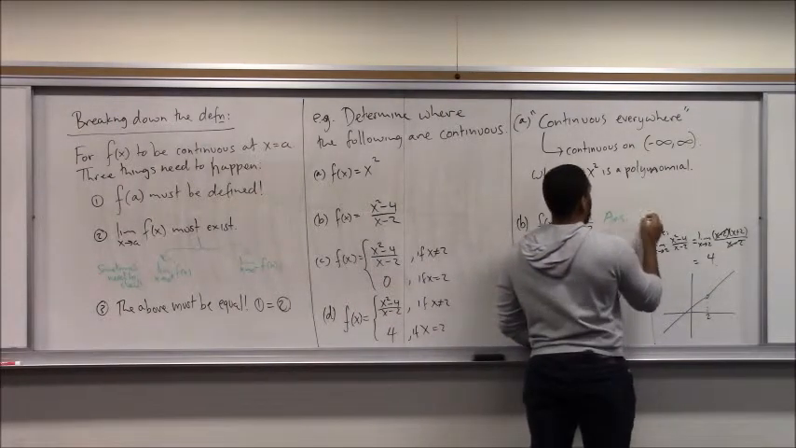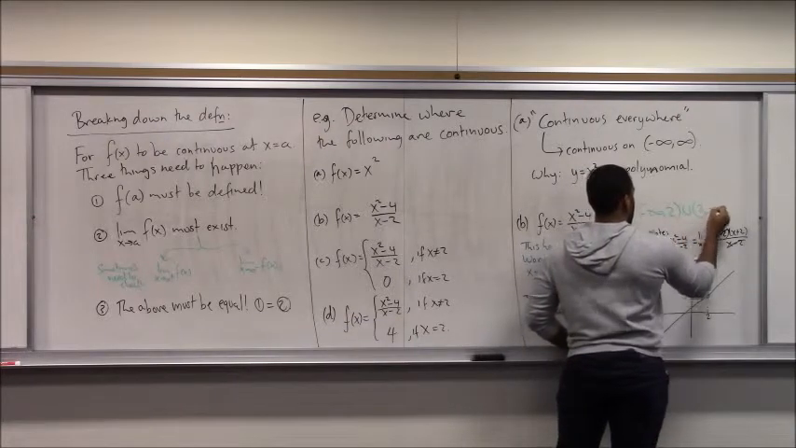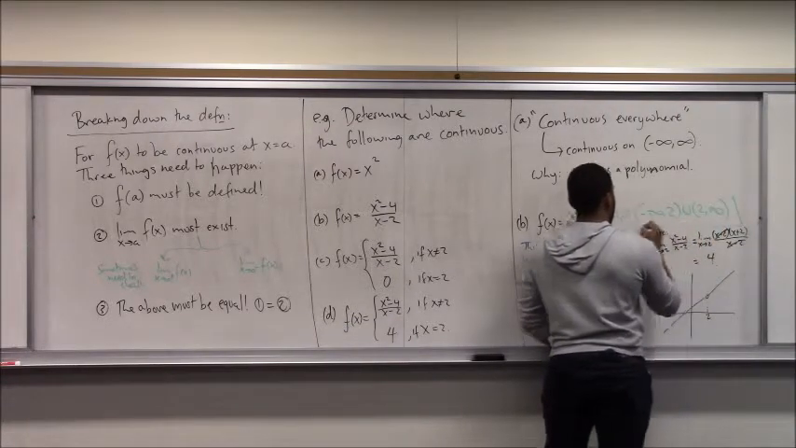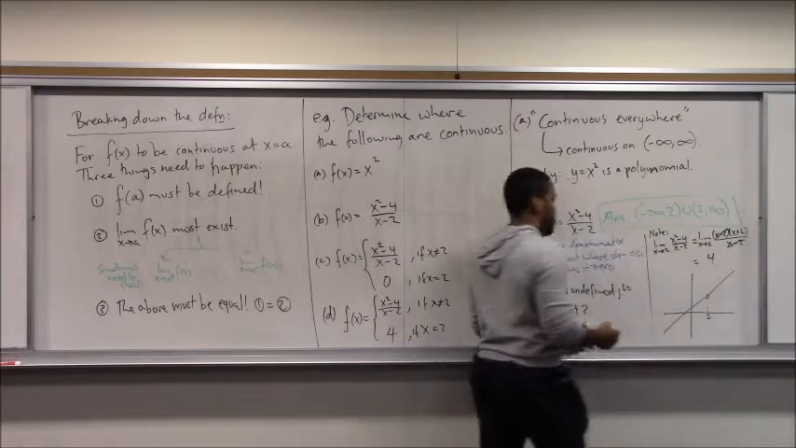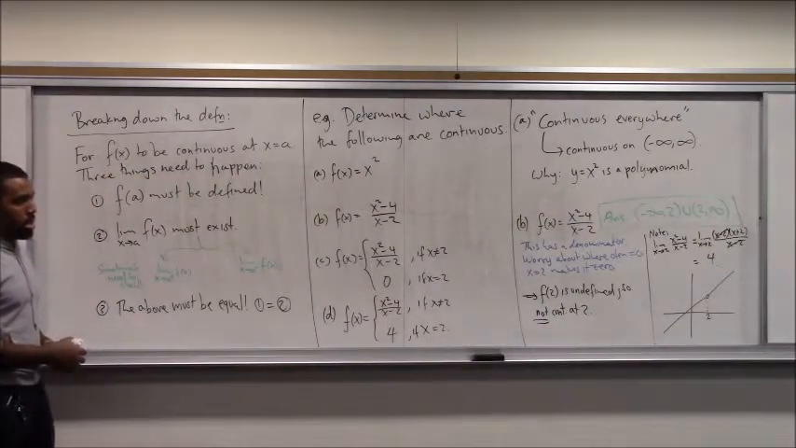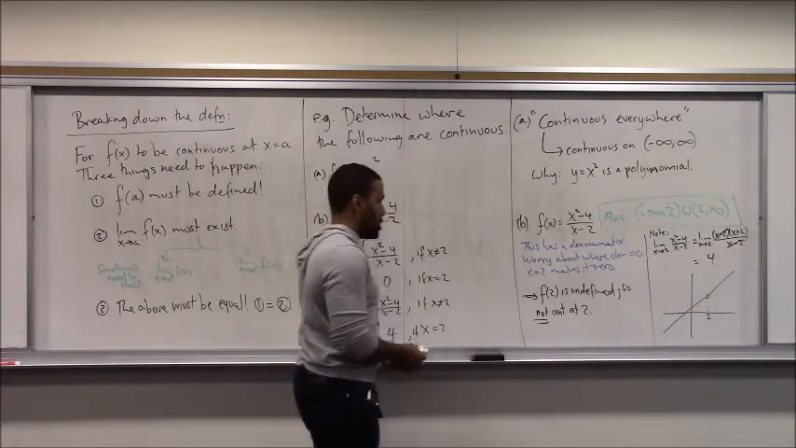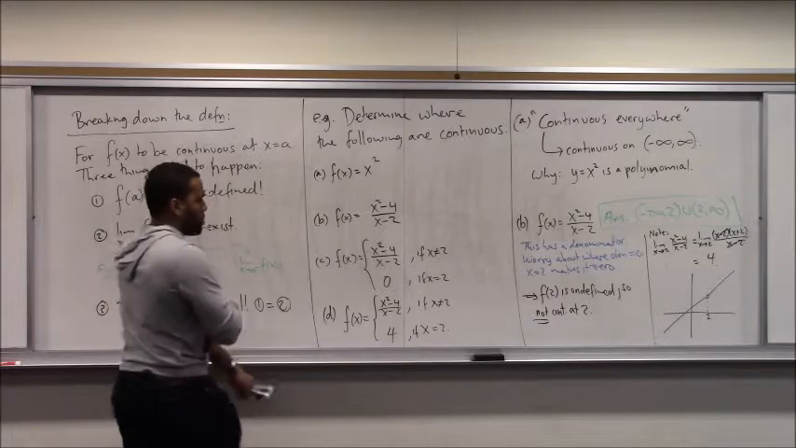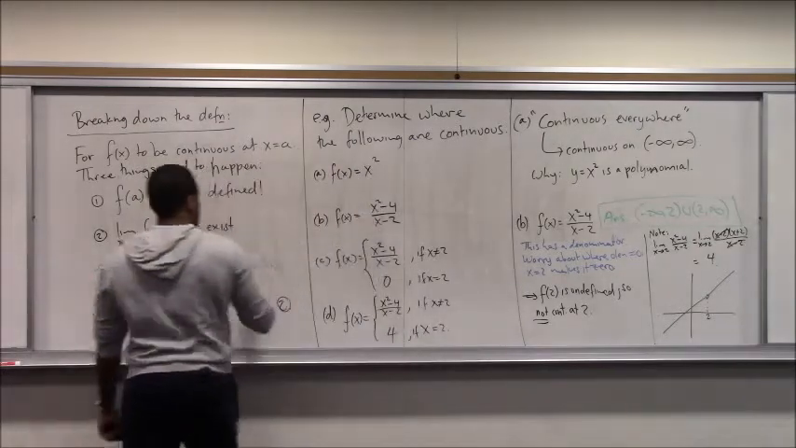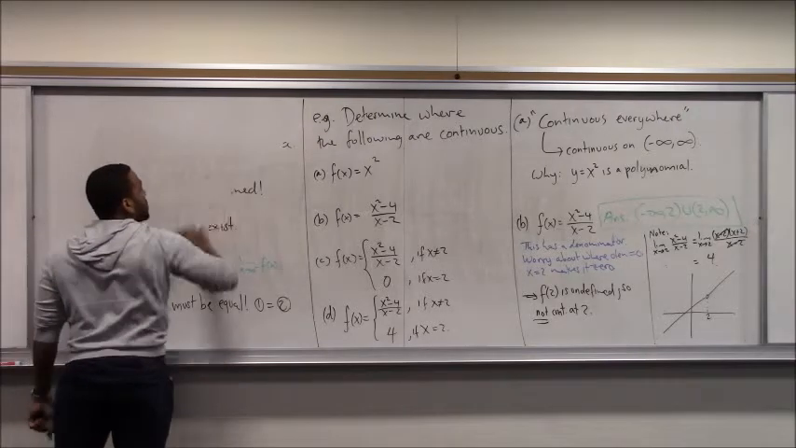So the answer here would be, as long as you're not 2 specifically, you're continuous. 2 is the only bad thing here. It's the only one you can't plug in, where the limit would work, but the function itself wouldn't. So that was B. What do you think about C? It's not continuous.